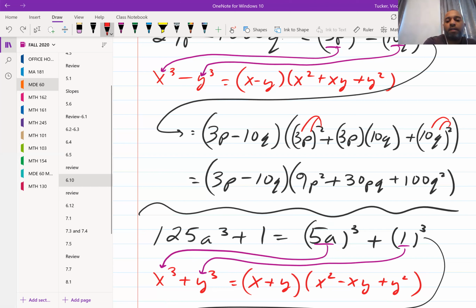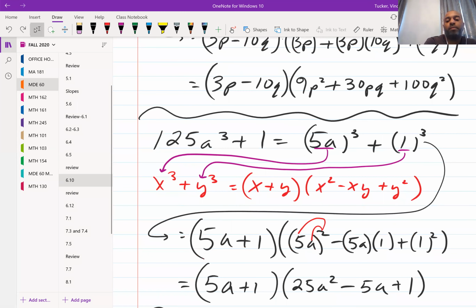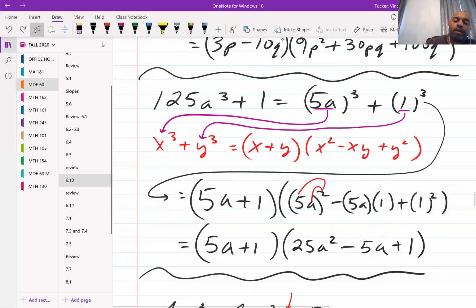All right, so 5a goes where x is, 1 goes where y is into the formula. So that's 5a plus 1. 5a squared is 25a squared. 5a times 1 is 5a, and then 1 squared is 1. So that would be a factorization.